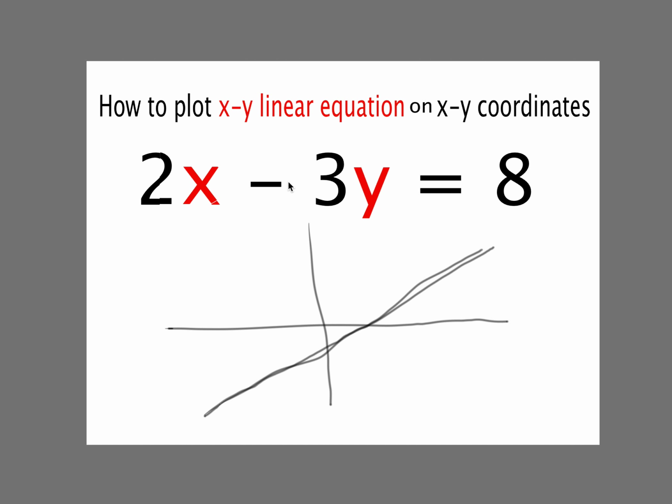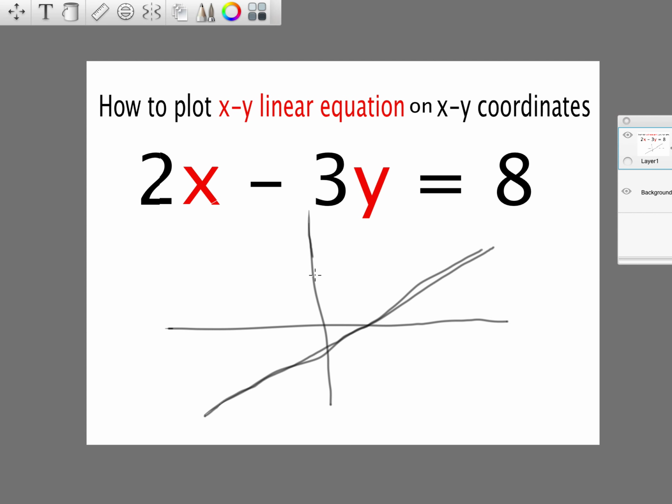Okay, today I'll show you how to draw an xy linear equation on xy coordinates. We're given an equation, 2x plus 3y equals 12. So we want to plot a straight line which matches this equation on an x and y coordinate system.